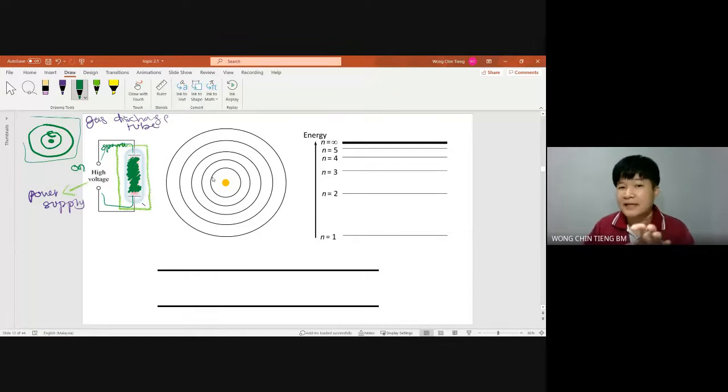So macam biasa, saya tak nak mula daripada n sama dengan 1, saya mula daripada n sama dengan 2. Alright, kalau tak kamu tak pandai, actually n sama dengan 1. So let's say teacher mula daripada n sama dengan 2. Electron saya absorb the energy in here. And when the electron absorbs the energy, Nabil, what happened?